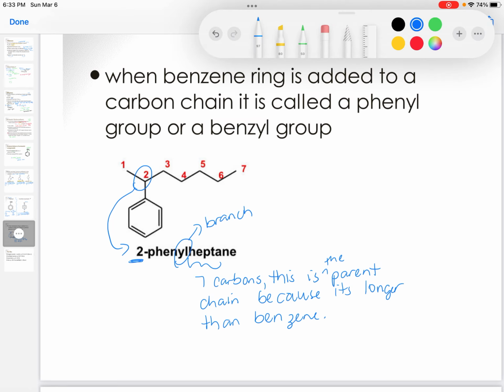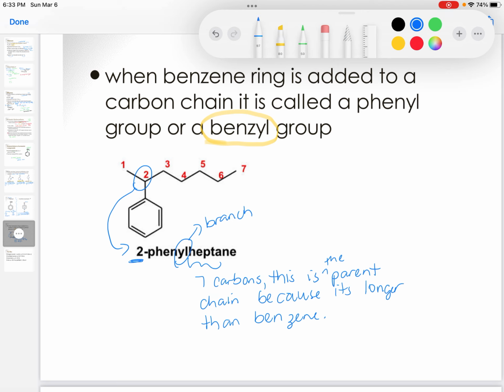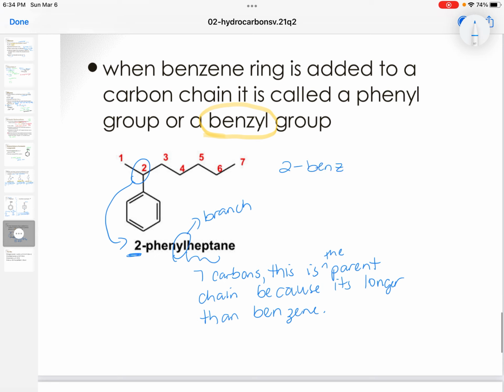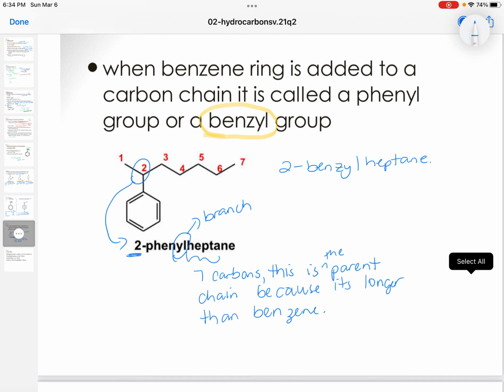Your textbook might show this as well. So benzyl, and this maybe makes more sense because now you're just dropping the ending of benzene and adding YL, just like we would have done for the other branches. So you can use this interchangeably. 2-benzylheptane. Either of these is fine. This one or the 2-benzylheptane, either of those is the same molecule. Maybe phenyl is a bit more old school, so if you look at more modern sources, they use the word benzyl.